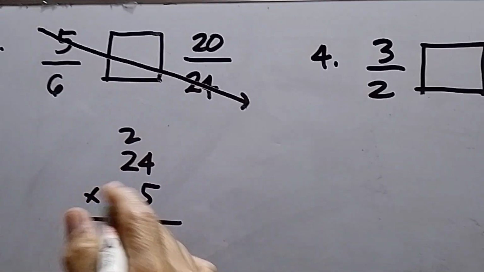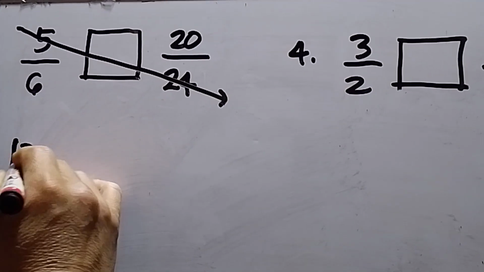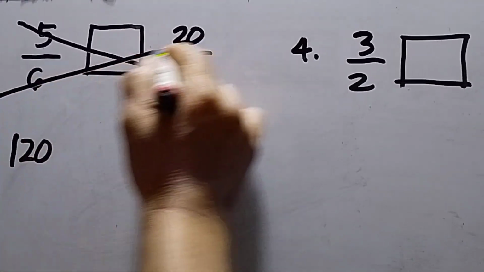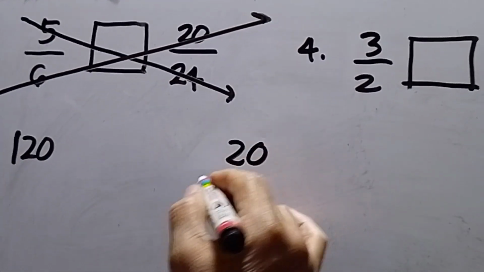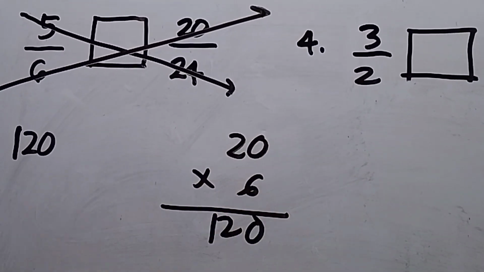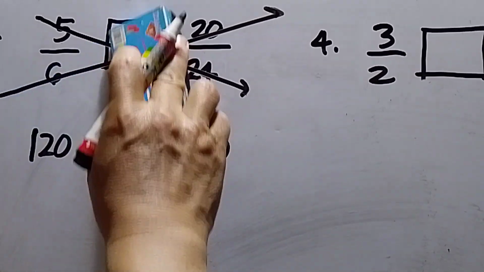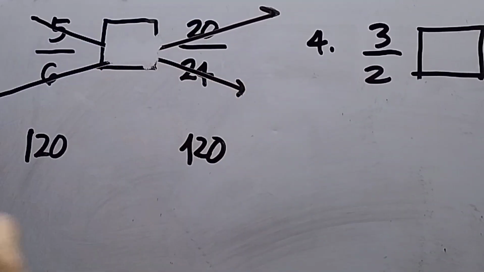So this is 120 at the left side, and then cross multiply this one. 20 times 6. So this will be 0, 12. So I have 120 also. So therefore, I will use equal to. So this will be equal.